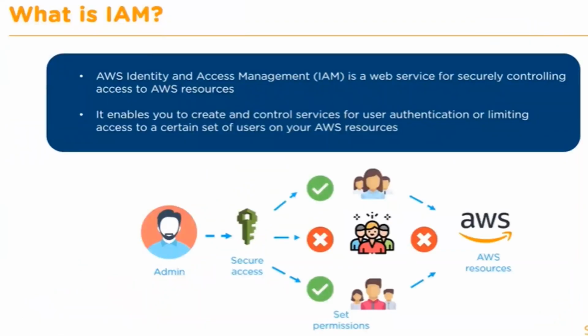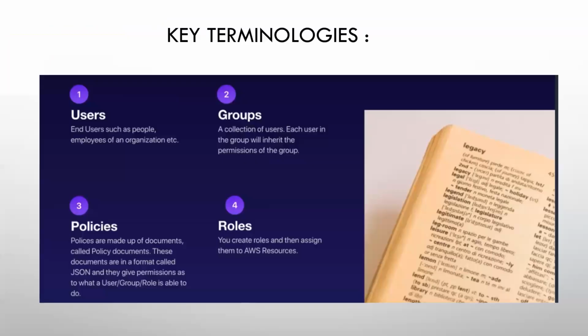Now, if there is someone who wants access to my account, I need not go ahead and give him my username and password. Rather, I will give him my IAM user credentials, where if I want to give a programmatic access, I will give him access key and secret access key. And if I want to give him console access, I will give him username and password.